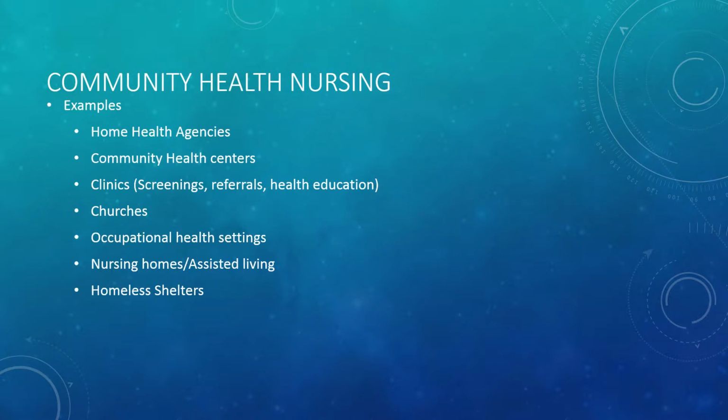Some examples of community-based nursing could be home health agencies, community health centers, clinics for screenings, referrals, and health education, churches, occupational health settings, homeless shelters, nursing homes. Those would all be examples of care we could provide within a community.